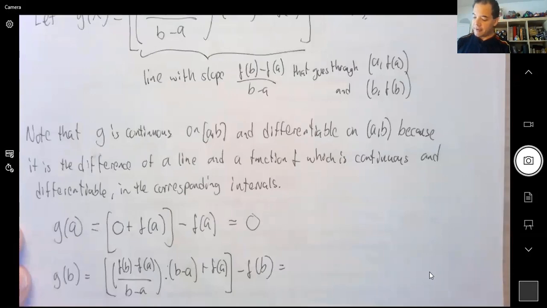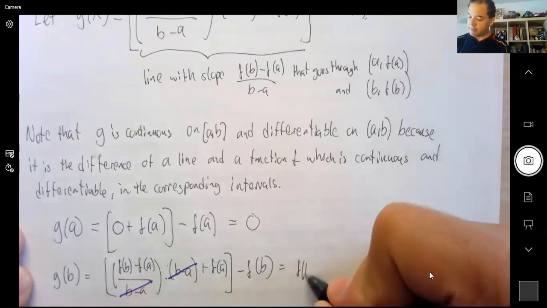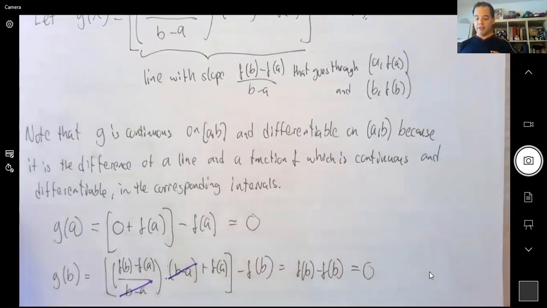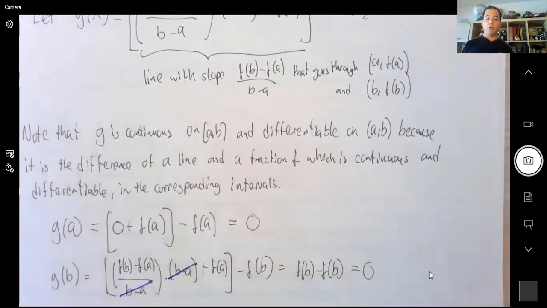And now the thing is that this b minus a cancels. So we get f of b minus f of a plus f of a. So the f of a is canceled. So this is just f of b minus f of b. So this is also 0, right? Okay. So we're almost done.